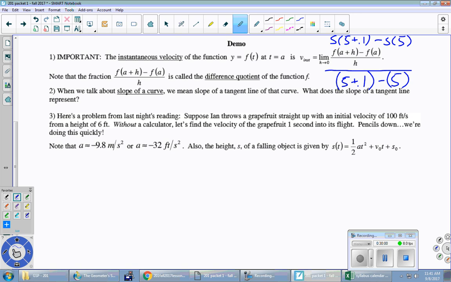That fraction is important enough to give a name to. It's called the difference quotient. And when we talk about slope of a curve, we really mean slope of a tangent line of that curve. So we might omit the phrase tangent line, but we're really thinking slope of a tangent line. And as we've seen, slope of a tangent line represents the instantaneous velocity.